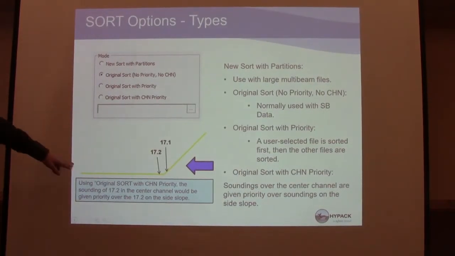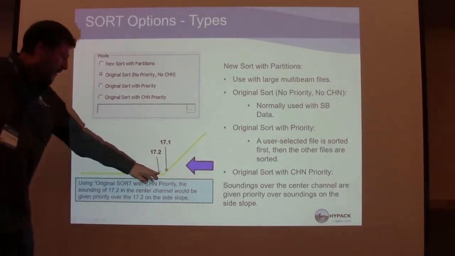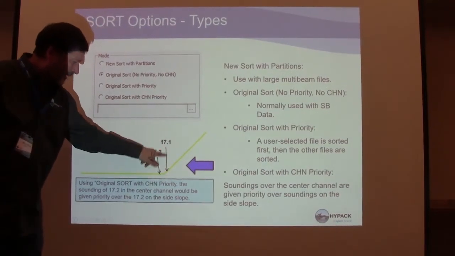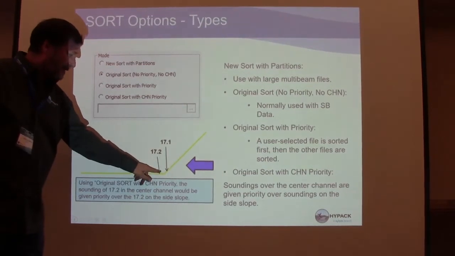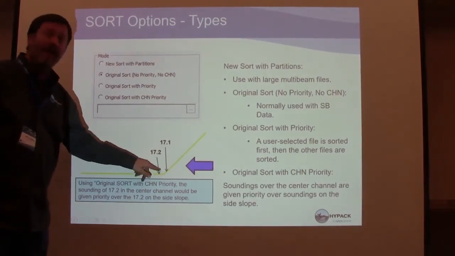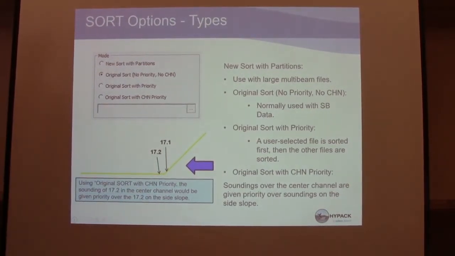Yeah, here's a good example. You can see the bottom of the channel and the slope. So if you've got a shallower shoulder sounding here, right on the slope, inside the toe is the sounding that you actually want to save. So if you choose that sort with CHN priority, that's what you're going to get. So I think we got them all.